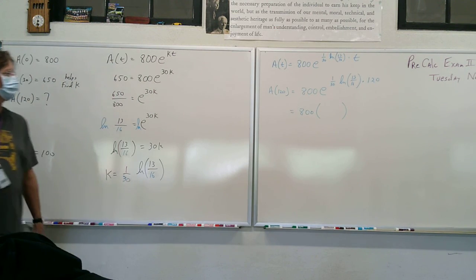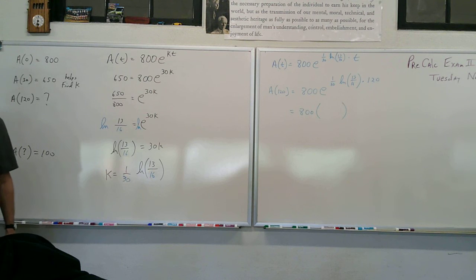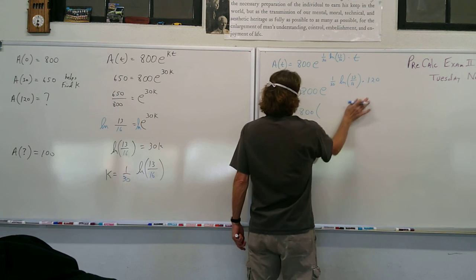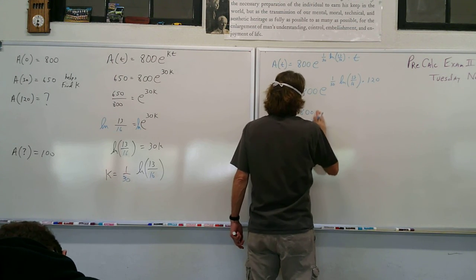I think everybody already knows you need to do what? Take 1 over 30 and multiply it times what? 120, right? Is everybody okay with that? I'll write out a step here. I'm not going to skip a step.